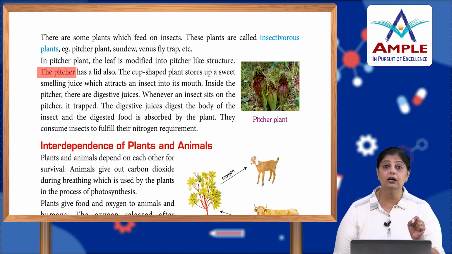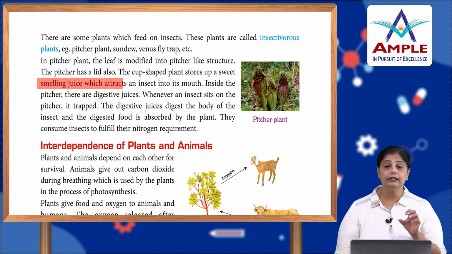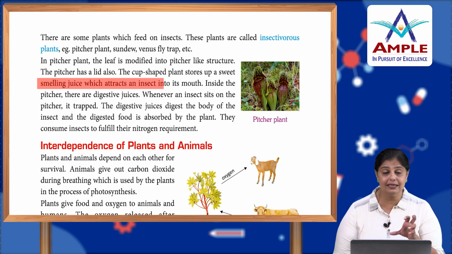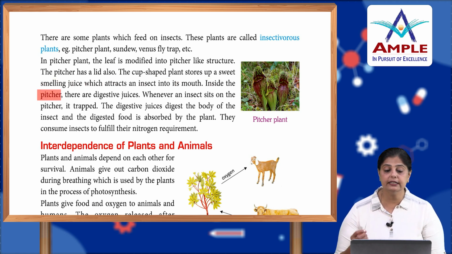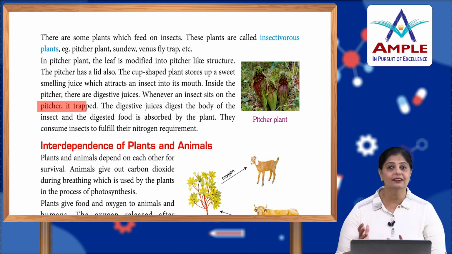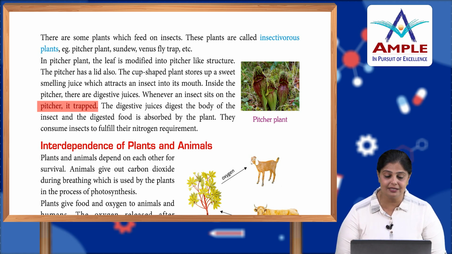The pitcher has a lid also. The cup-shaped plant stores up a sweet-smelling juice. There is a sweet-smelling juice which is stored in it. Now this juice attracts insects into its mouth. So inside the pitcher there are digestive juices. Now whenever an insect sits on the pitcher, it gets trapped. So that sweet-smelling juice is used by them to trap the insect.